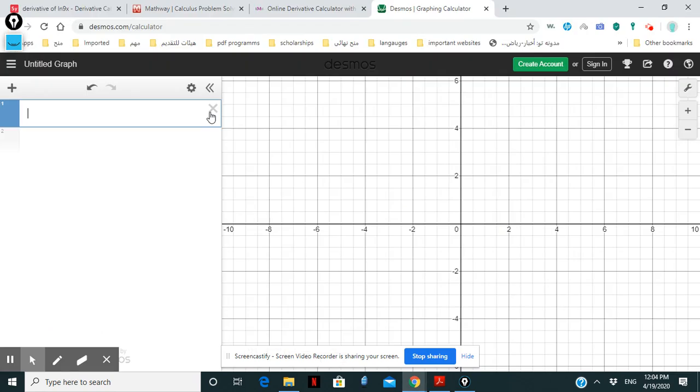Okay, so 1 over 0.0105, then open parentheses, ln, x over 5,000 and close the parentheses, and adjust the scale.